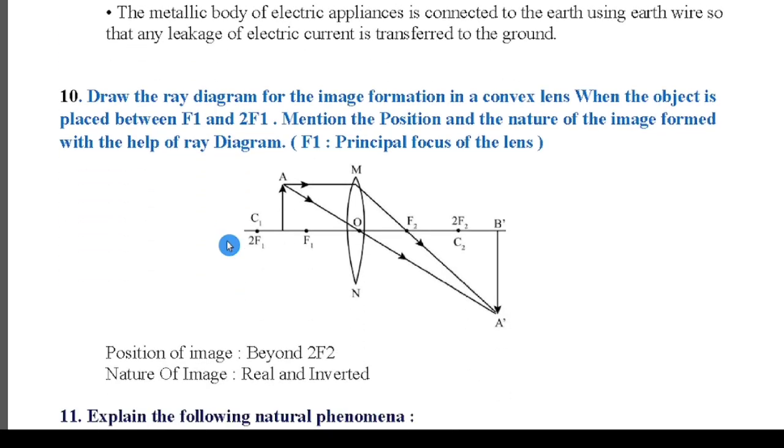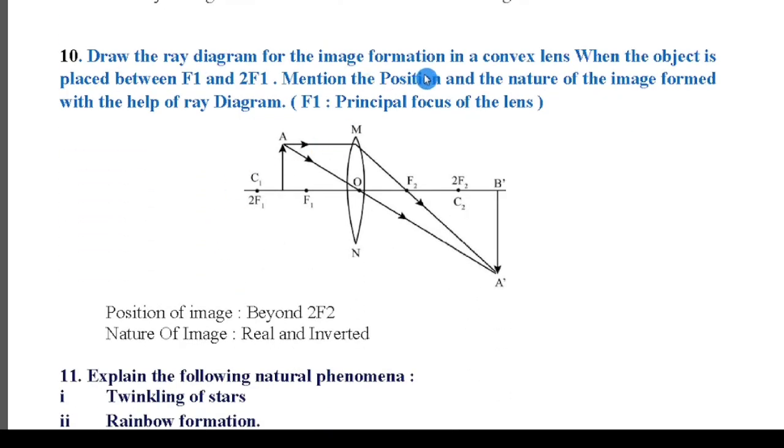Next, 10th question: draw the ray diagram of the image formation in the convex lens when the object is placed between f1 and 2f1 and mention the position and nature of the image. So this is the diagram, children. This is the lens. So here the object is between 2f and f.